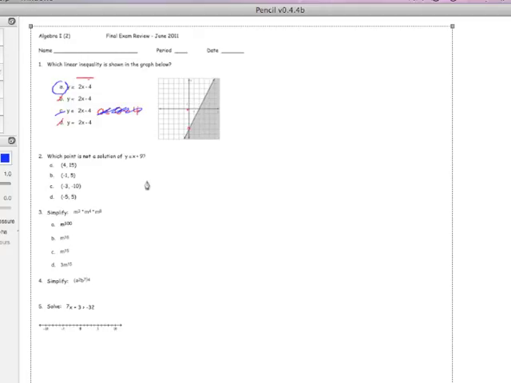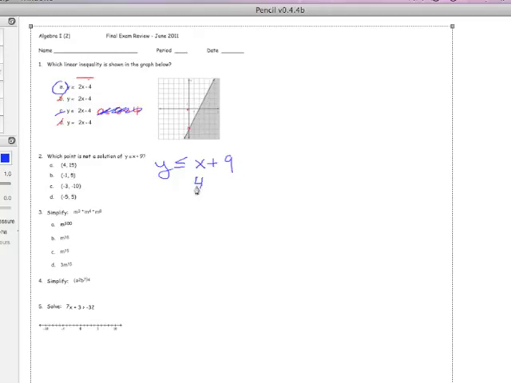Which point is not a solution to y is less than or equal to x plus 9? So not a solution. Okay, let's look at A. Remember, ordered pairs are x comma y, so 4, 15, is that true?